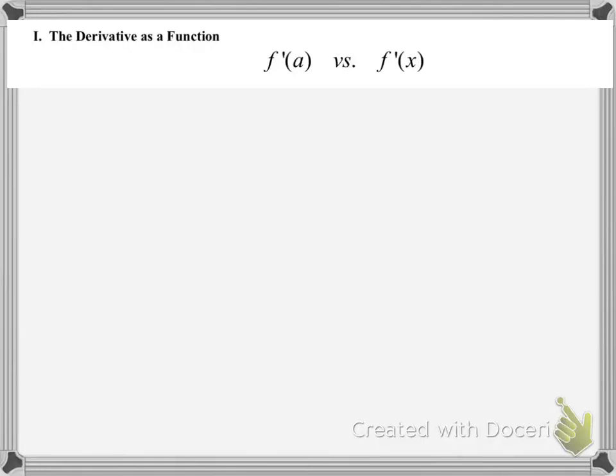So I want to talk briefly about the derivative as a function. So basically, what's the difference between f prime of a and f prime of x? It can be kind of confusing because the textbook sometimes uses a and sometimes uses x, and it's important to know the difference. So f prime of a represents the slope of the tangent to the curve at a specific point.